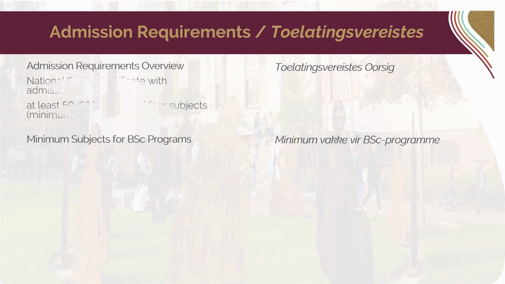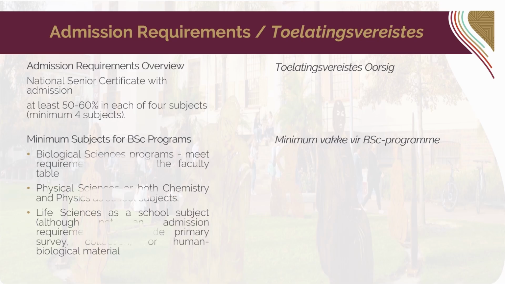Providing an overview of the admission requirements, a national senior certificate with admission, at least 50 to 60% in 4 subjects. The minimum subjects for the BSc program include, for the biological sciences programs, meeting the requirements shown in the faculty table, which I will share momentarily: physical science or both chemistry and physics as school subjects, and life sciences as a school subject, although not an admission requirement.